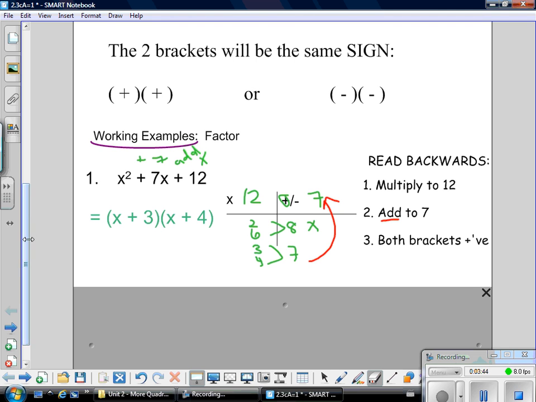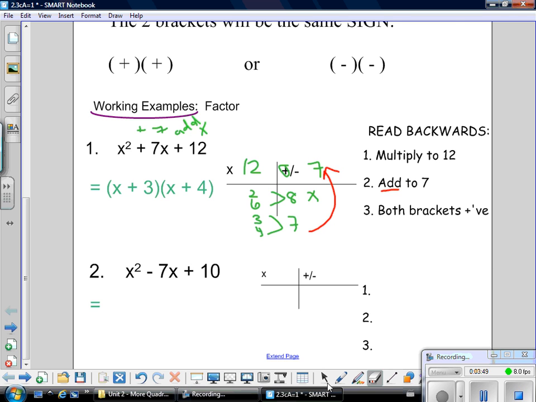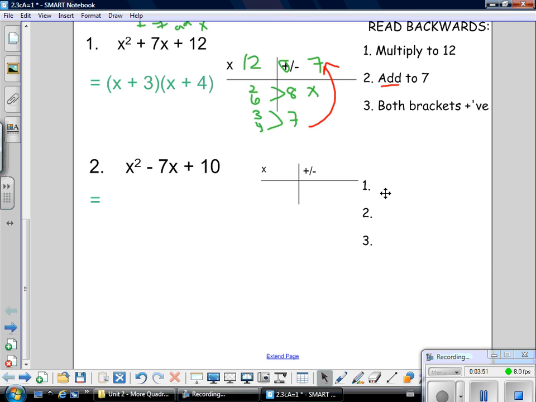All right, so let's do some other ones. Again, remember we're reading backwards. Multiply to give me 10.